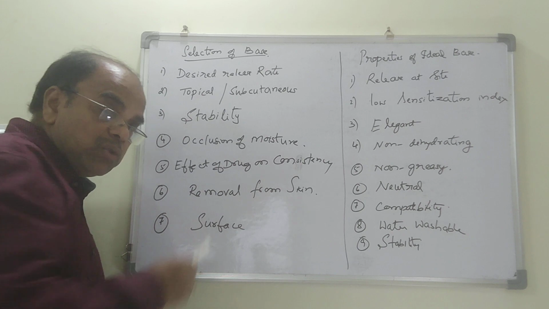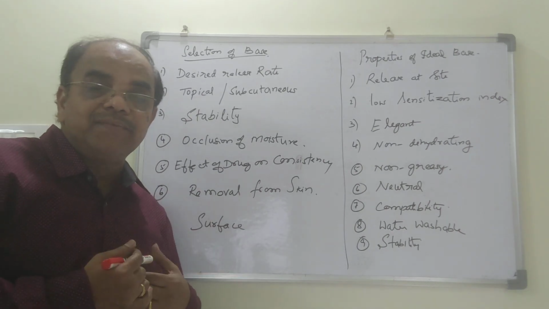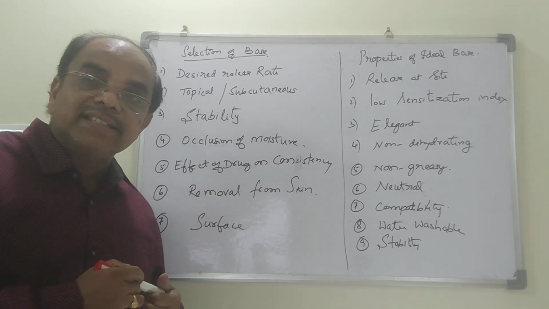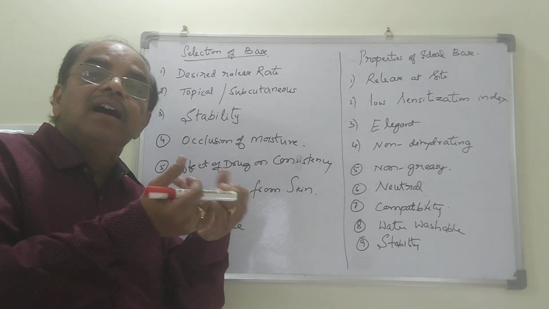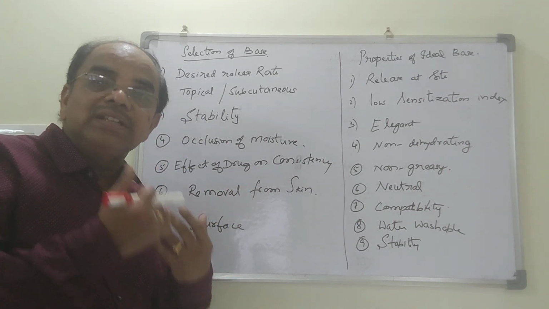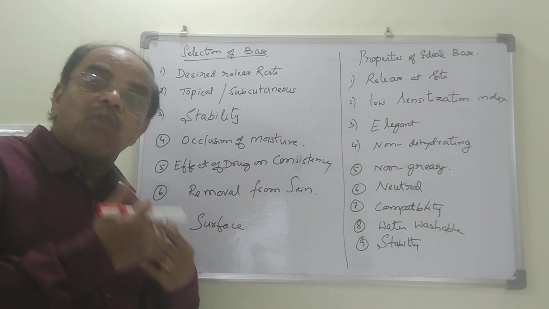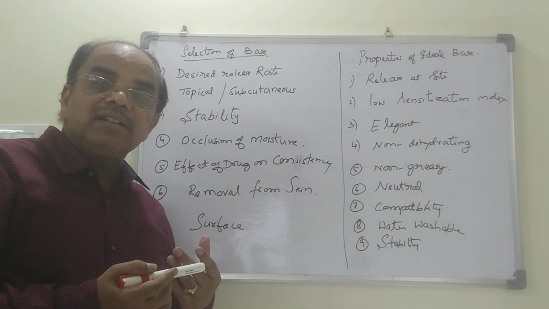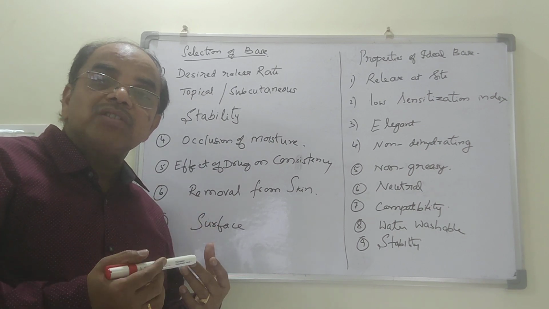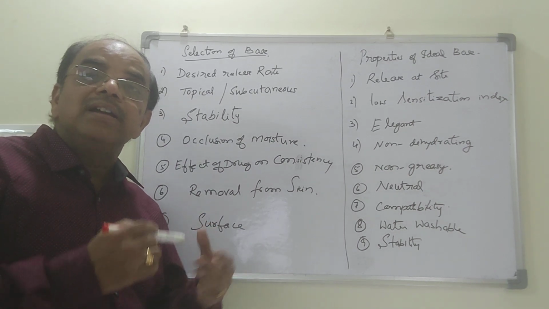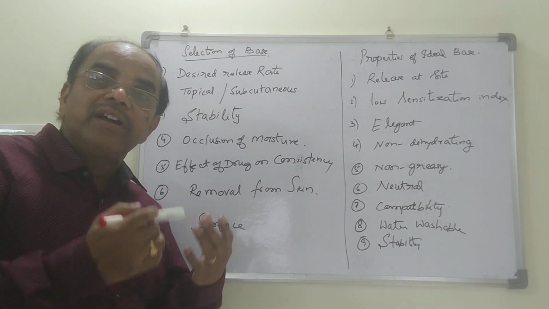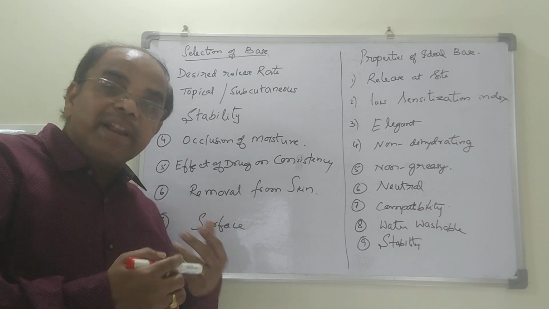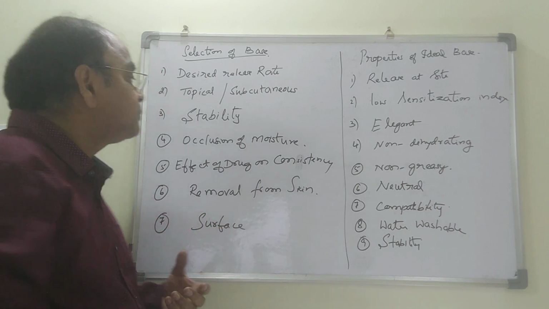Desired release rate. You want fast release or slow release of the drug from the base. Topical or subcutaneous. Sometimes it is only for topical application or applying to the mucous membrane also. In such a case, what base you have to use? Stability while storage for long periods and during the process of sterilization. For example, you are making some eye ointment. We are using some soft paraffin. We have to sterilize that one. So at the temperatures of sterilization, it should be stable.